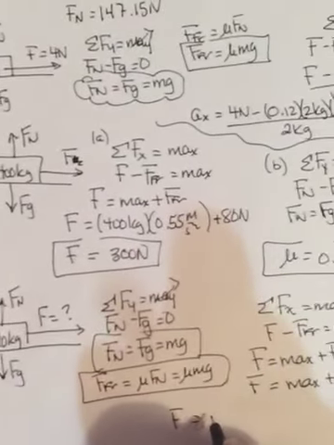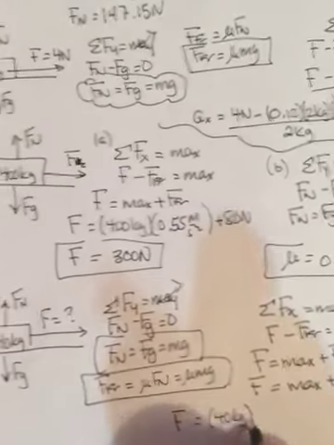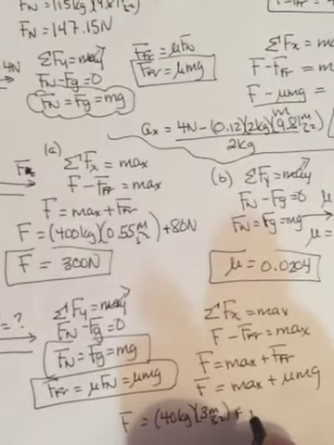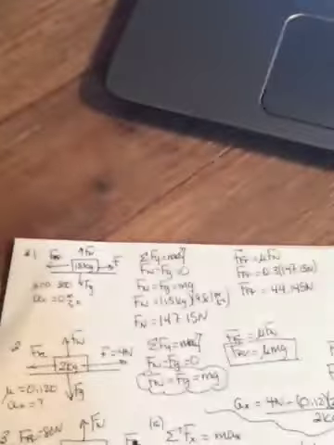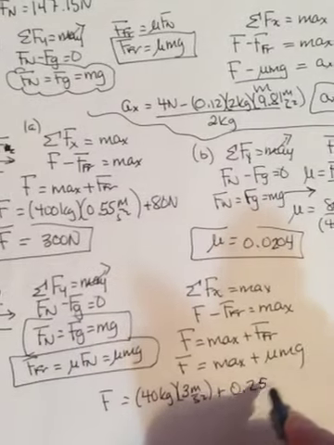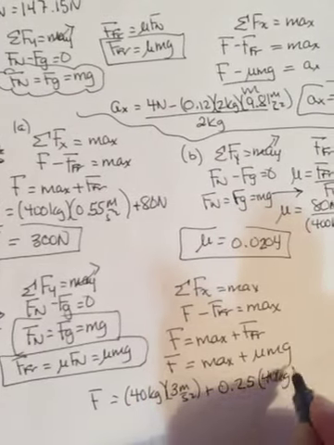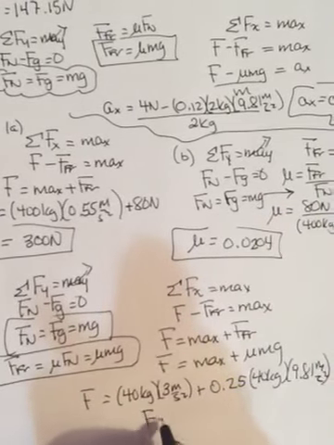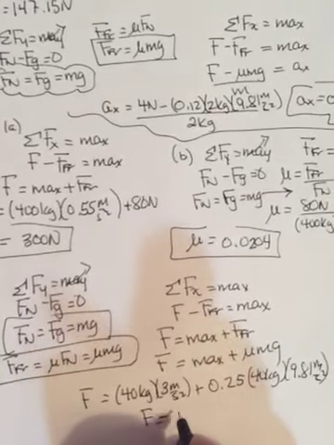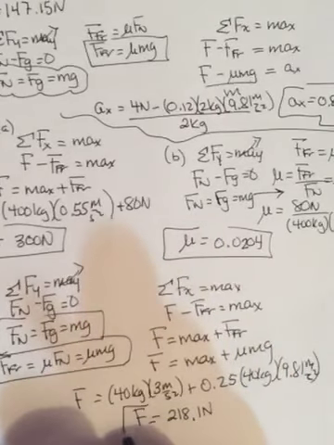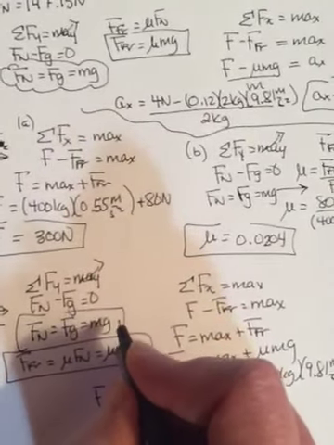F is equal to, m was 40 kilograms. A was 3 meters per second squared. Mu was 0.25. Uh-oh. Sorry, I think my camera flipped around and I just didn't want it to do that to you in the video. 0.25 times 40 kilograms times 9.81 meters per second squared. Do the math, and you should get an F of 218.1 newtons.